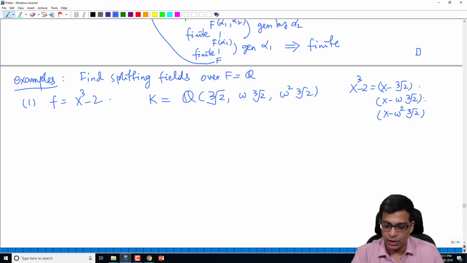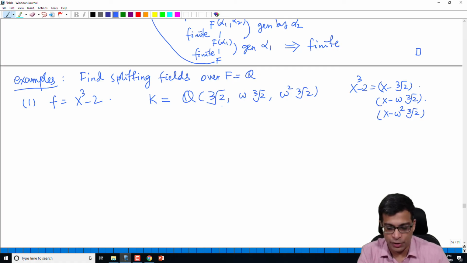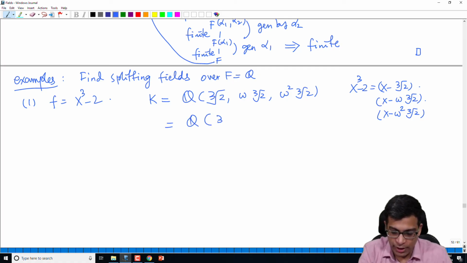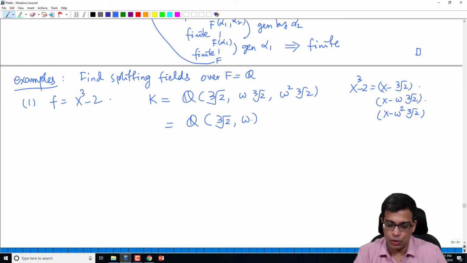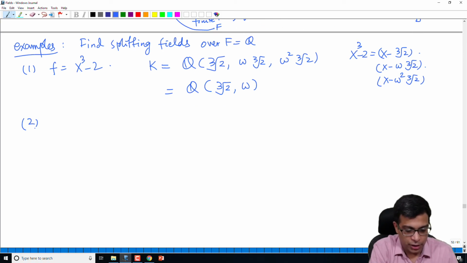But it's not necessary to list all 3 elements here, because if cube root of 2 and omega cube root of 2 are there in this field, their ratio is going to be there. That means omega is there. But once omega is there and cube root of 2 is there, omega cube root of 2 is there, omega squared cube root of 2 is there. So this is sort of a minimal generating set. So I can describe this as the splitting field. And what is its degree? So I will postpone that degree calculation to later.